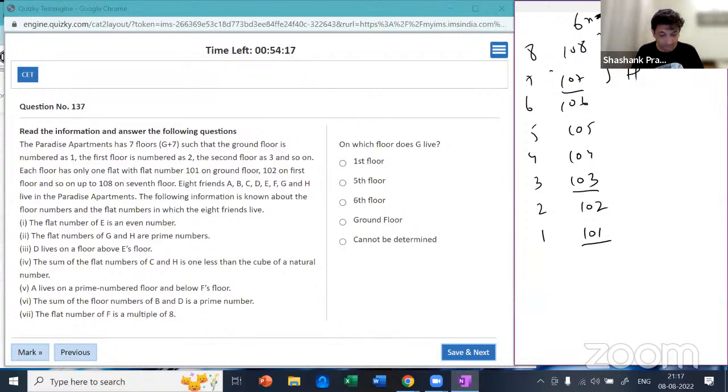Okay. A and G are prime numbers. So इसमें से one is A, one is G. F is a multiple of 8. So 104. F has to be 104. Sum of B and D is a prime number. So A and G अगर यहाँ पे है 106, 105, 102, which means 1 odd plus 1 even has to be B plus D, right? 1 odd plus 1 even has to be B plus D.